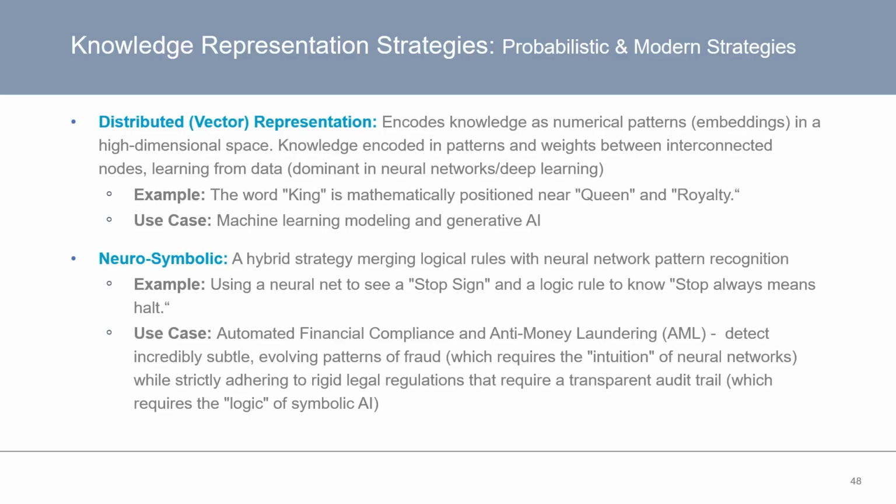Use cases here include automated finance compliance and anti-money laundering, where the goal is to detect incredibly subtle evolving patterns of fraud, which requires the intuition of neural networks, while strictly adhering to rigid legal regulations that require a transparent audit trail, which in turn requires the logic of symbolic AI.